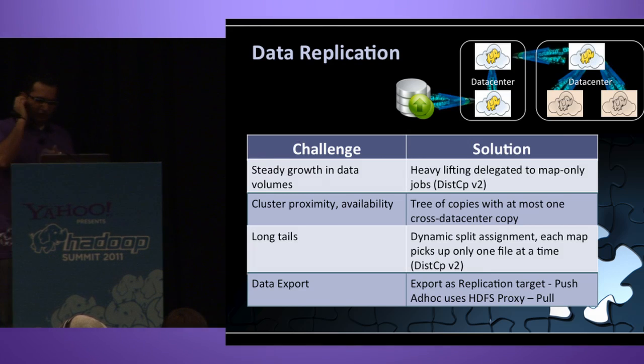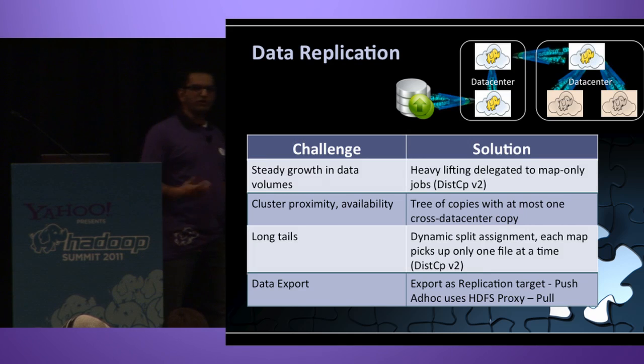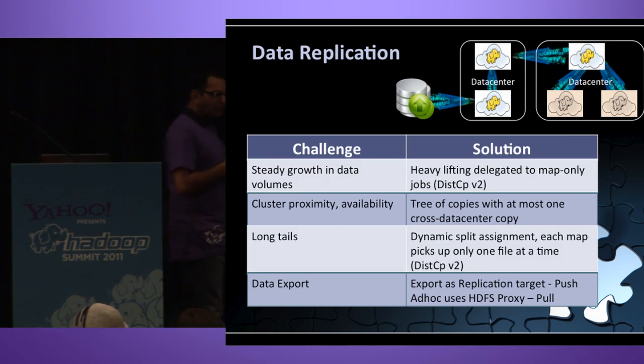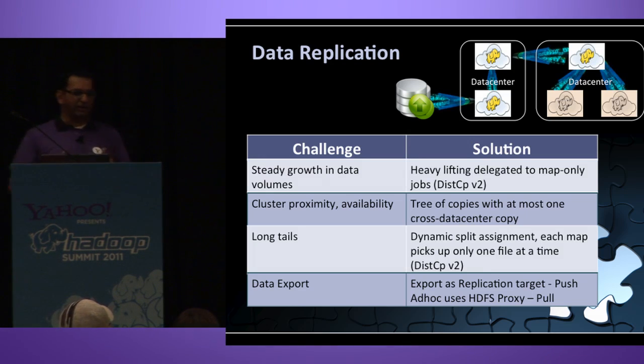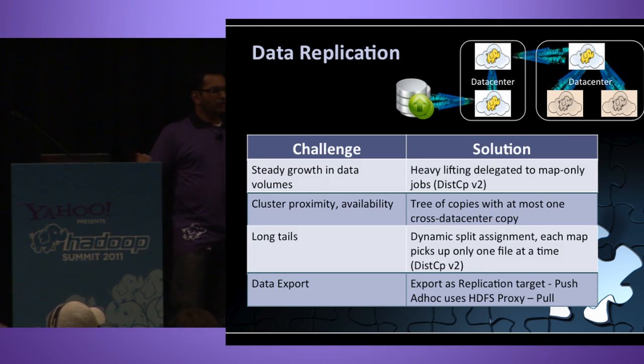This is the most critical thing that we have solved. Since you can have a large number of clusters across colos participating in a copy, you need to make sure you're not using up the cross-colo bandwidth, which is very, very important. So what we have done here is create a tree of copies, with at most one copy across the colo.